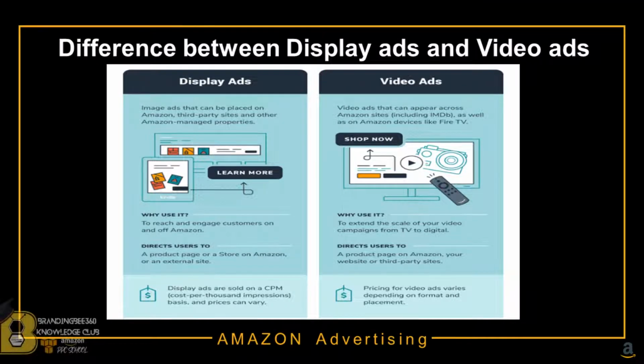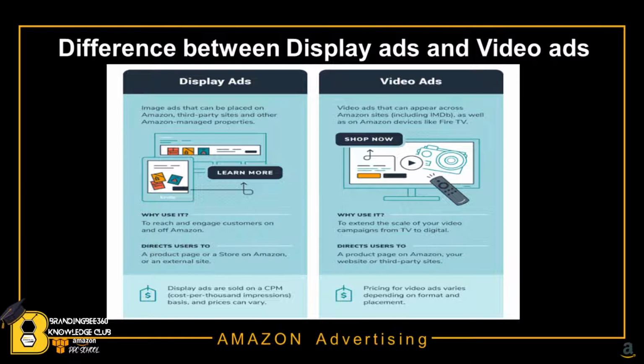Let's see the difference between display ads and video ads. Well, display ads are image ads that can be placed on Amazon, third-party sites, and other Amazon managed properties. Why use it? Well, to reach and engage customers on and off Amazon. It directs users to a product page or a store on Amazon or an external site. And usually, display ads are sold on a CPM, which is cost per 1,000 impressions basis, and prices can vary.